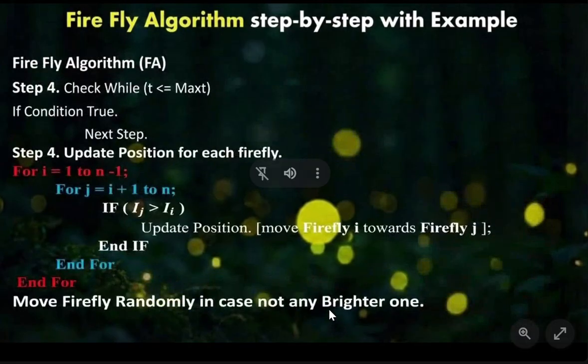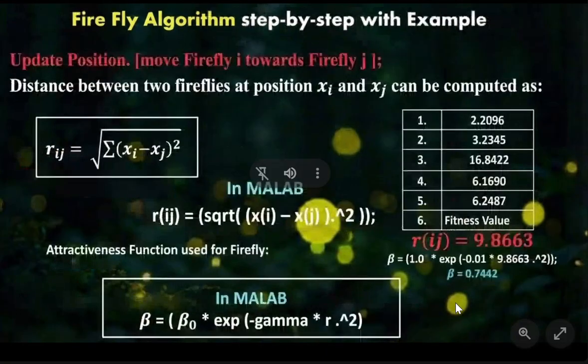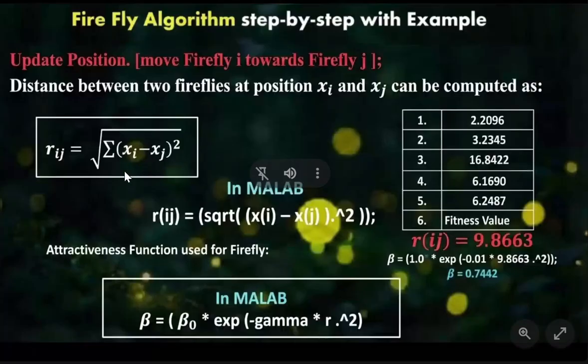Now we start the iterative process as discussed in the algorithm and flowchart by Dhruva. We use nested for loops to compare fireflies. For any pair of fireflies i and j, the conditional check is: if the brightness of firefly j is greater than that of firefly i, then we update the position and move firefly i towards firefly j, and end the if. So we finish that.